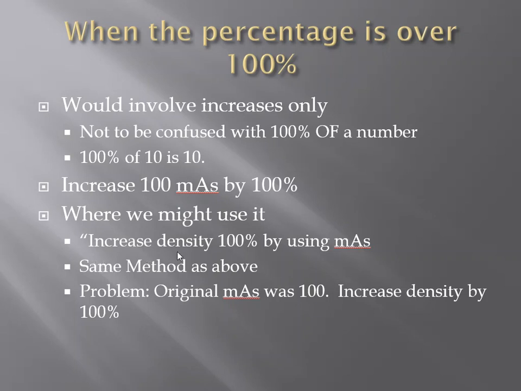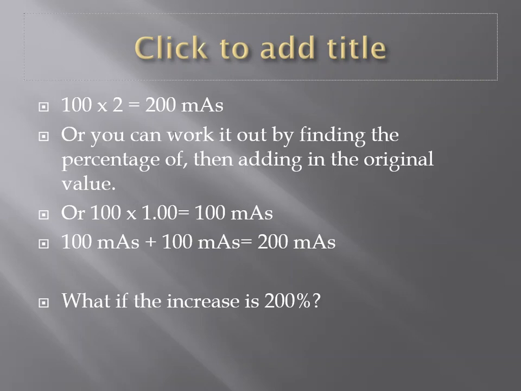So increased density 100% by using mass would be just what we were talking about. So the original mass value was 100. Increased density by 100% just using the mass, and what you're going to have is 100 times 2, which is 200 mass. Or you can work it out by finding the percentage of and then adding the original. So what that would be is 100 times 1.0, because that is your whole, and that is 100 mass. So 100 plus 100 is 200.